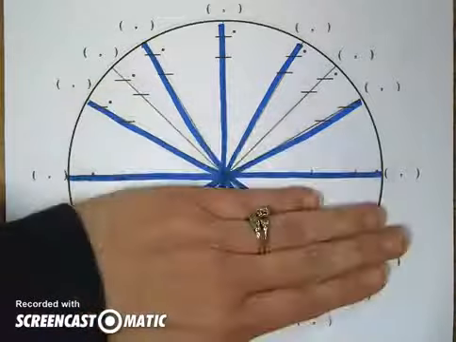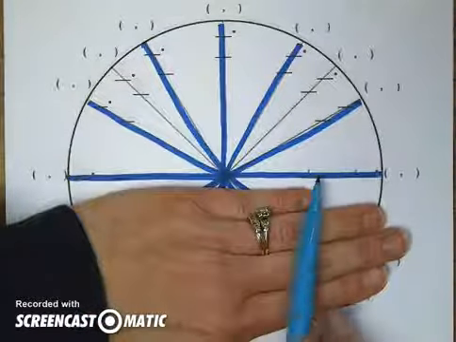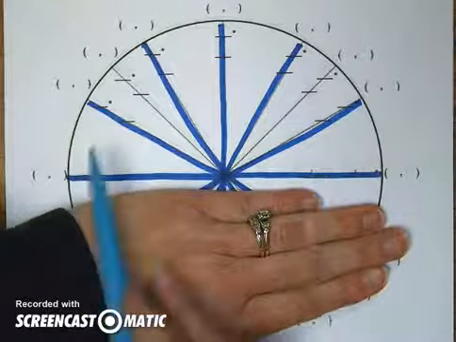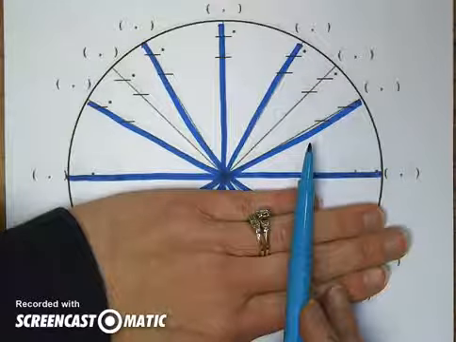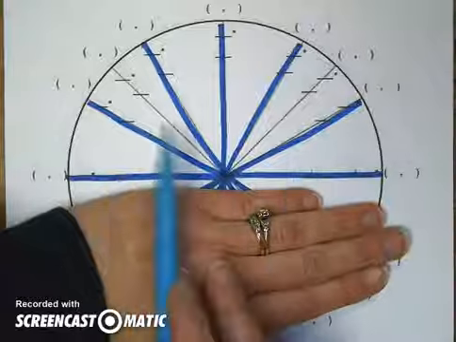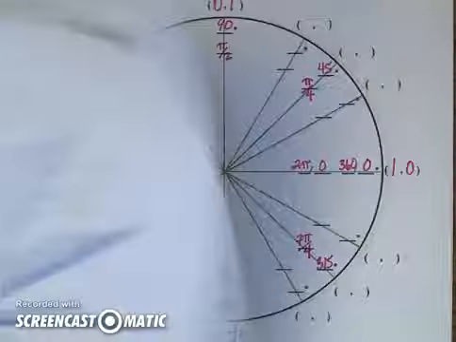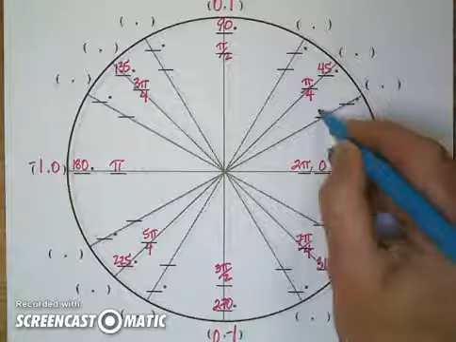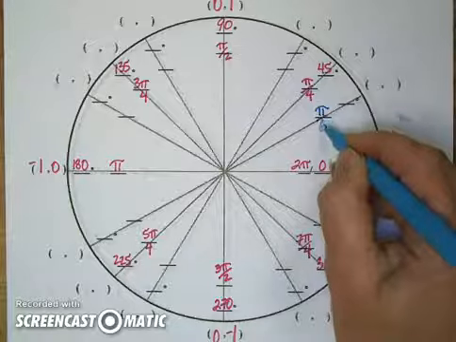If you see how that is a whole 180, if I divide that by 6, I get 30 degrees, but I have split the pi into sixths. So this is at pi over 6 at 30 degrees.